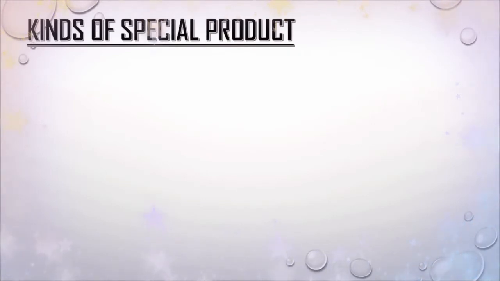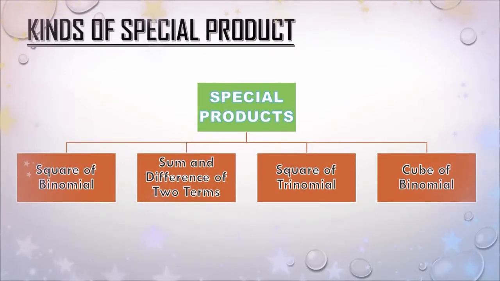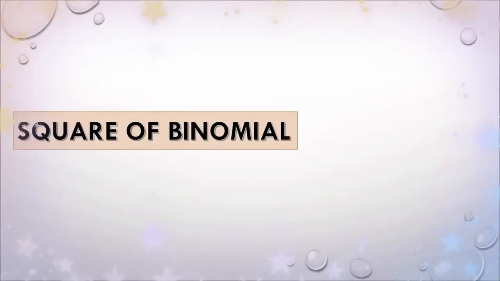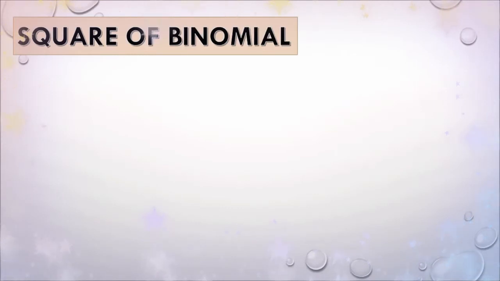There are four kinds of special product. We have square of binomial, sum and difference of two terms, square of trinomial, and cube of binomial. For today's lesson, we are going to discuss the square of binomial. What do you mean by binomial? Please put your answer on the text box below.